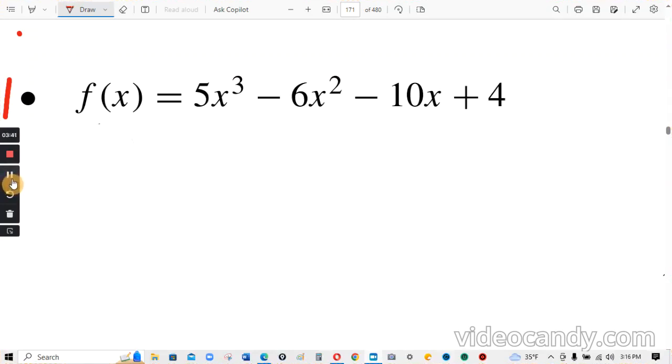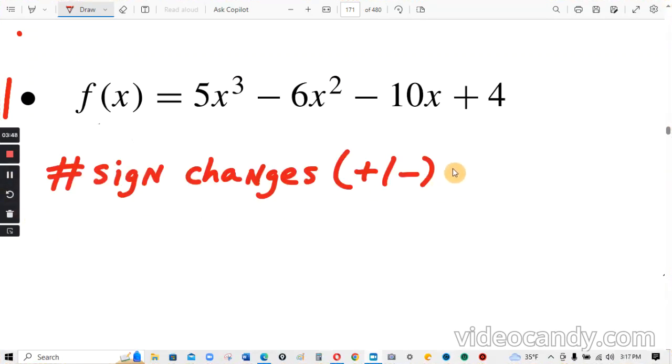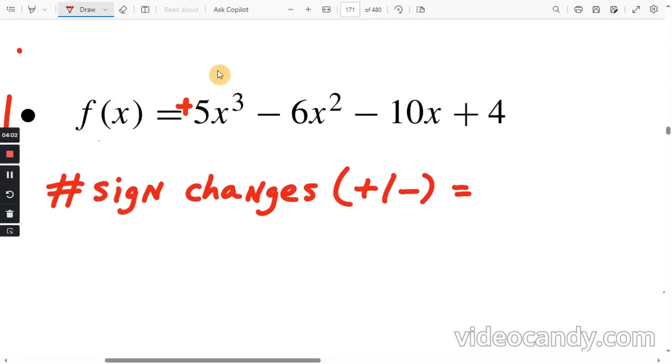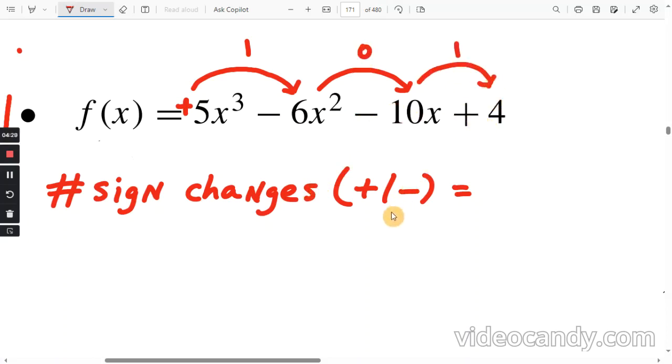So let's start by counting the number of sign changes. All right, by sign changes, we mean the plus-minus sign. So here, the first term is 5, okay, that's positive. And when we go from positive to negative, that is 1 sign change. Okay, and if we go from negative to negative, there's no sign change there. So you can just write a 0 if you like, or you can just leave it blank. And right here, this term is negative, and this term here is positive. So that's also a sign change.